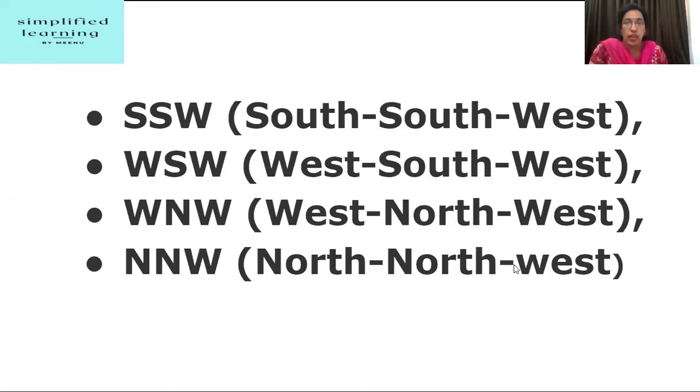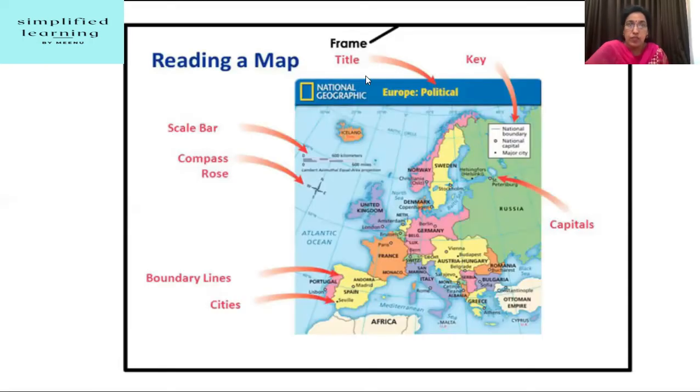So to give an accurate location of a place, we use these directions with respect to the other areas. So this is a map. First of all, you can see a title is given. Okay, what is the title? That is Europe Political. Yes, the title of the map given here is Europe Political.